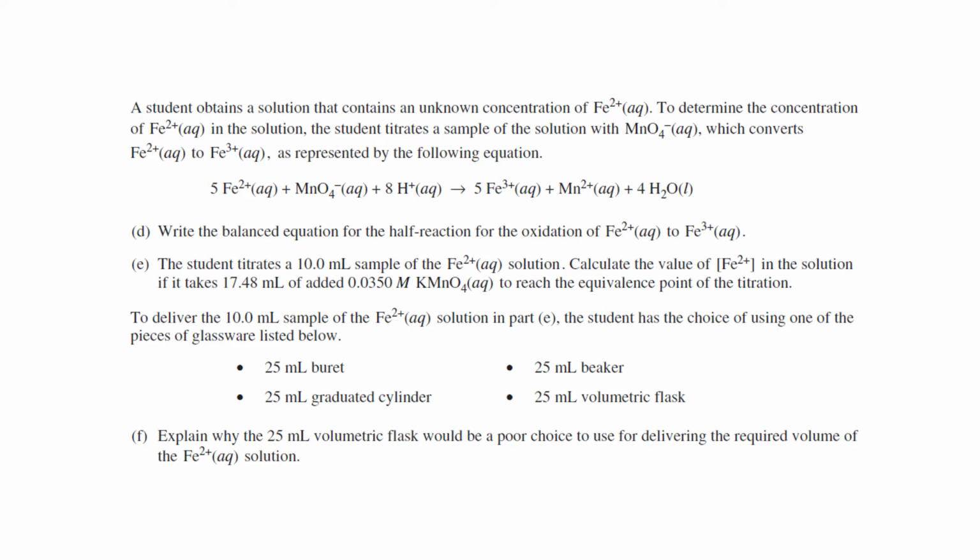So you could use one of those two as an explanation. This part of the problem, a student has a solution with an unknown concentration of the 2+ iron ion, and they want to determine the concentration by titrating a sample with permanganate, which converts it from the 2+ to the 3+ ion following the reaction below. 3 parts to this section of the problem. They want you to write a balanced equation for the half reaction for the oxidation. Then they want you to calculate the concentration of the iron 2+ in the solution if it takes 17.48 milliliters of the potassium permanganate to reach the equivalence point. And then the last one is an equipment problem asking you why a volumetric flask would be a poor choice. So we're going to go through each part separately.